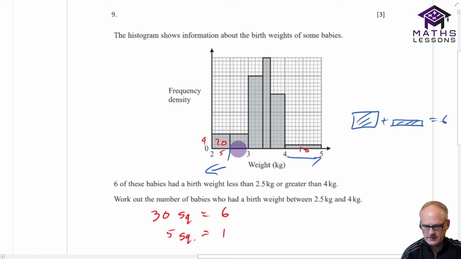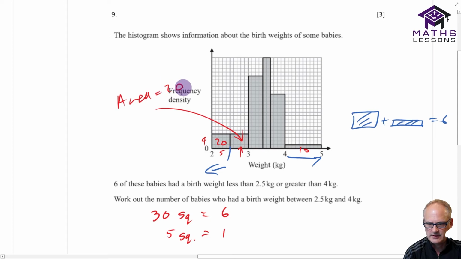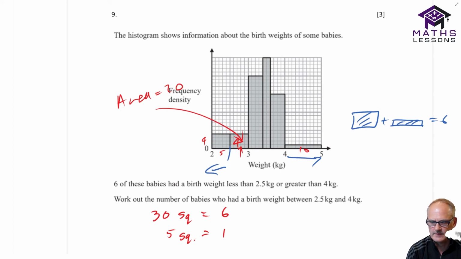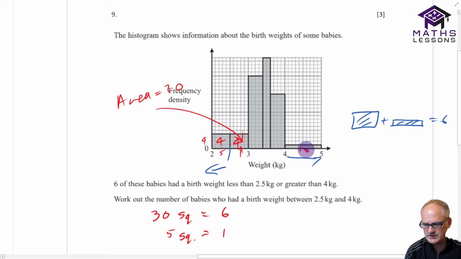Okay, so the area of this one is also 20. So the area equals 20. So therefore, if 5 squares represents 1, this one will represent 4. And this one must also represent 4. And therefore, this one we calculated earlier must represent 2. So let's put those 2 in.